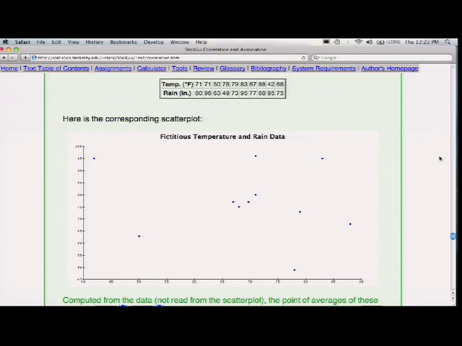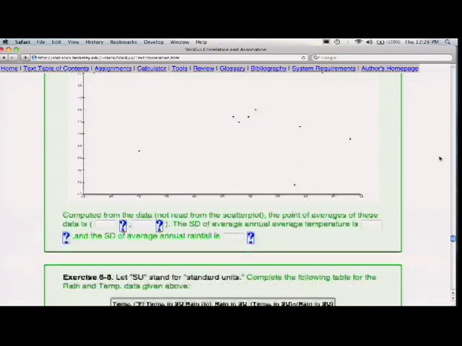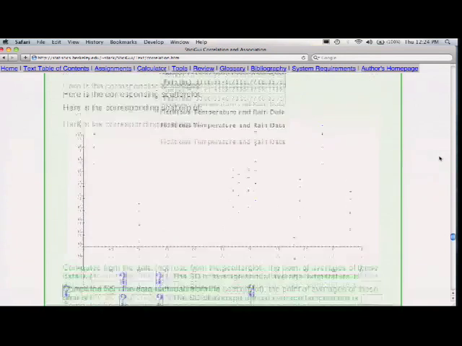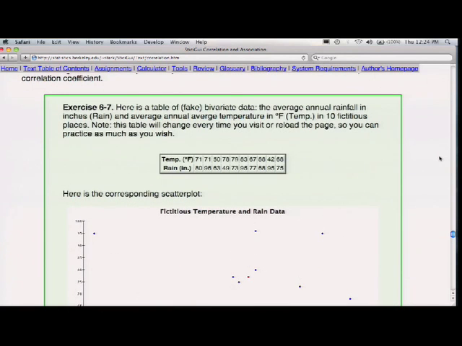Okay. The first thing we need to do to calculate the correlation coefficient is find the mean and the standard deviation of both of these lists in order to be able to convert the list to standard units, right?